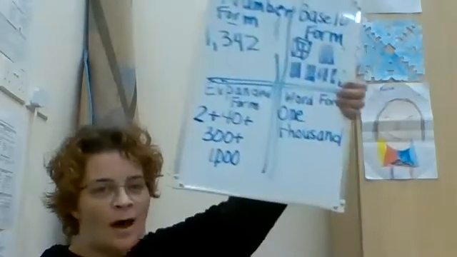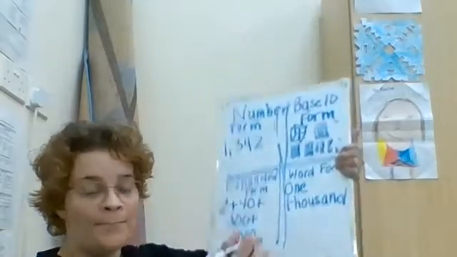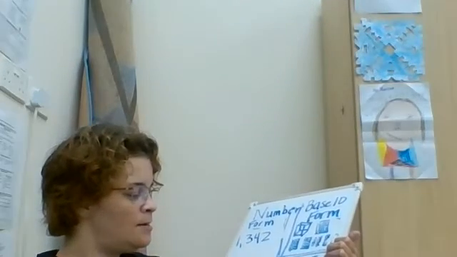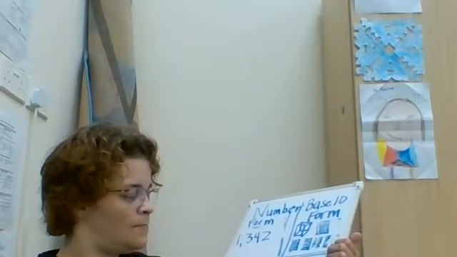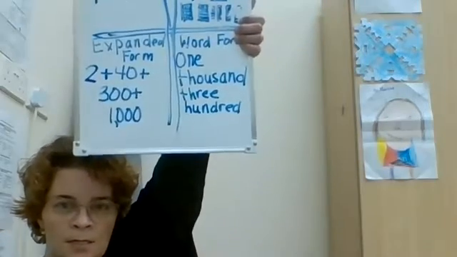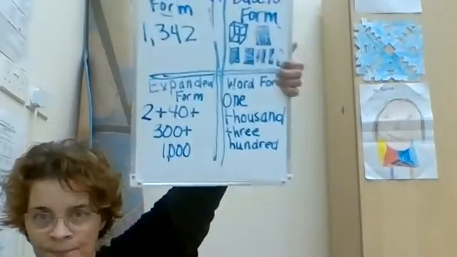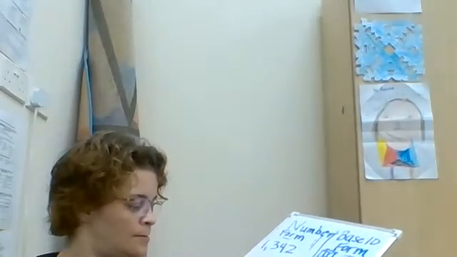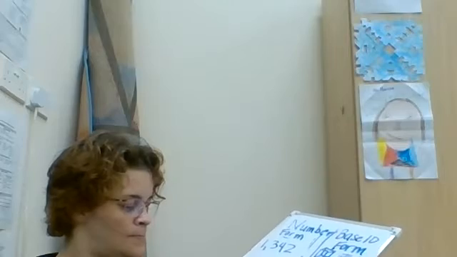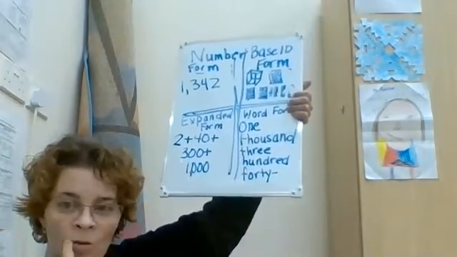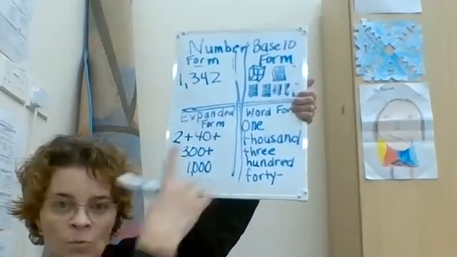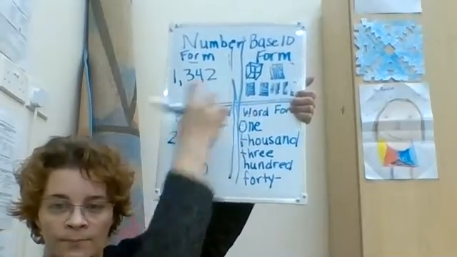1,000. How many hundreds? Yep, 300. What's next? 40. Usually you put a dash there, okay? What's the ones? 1,342.